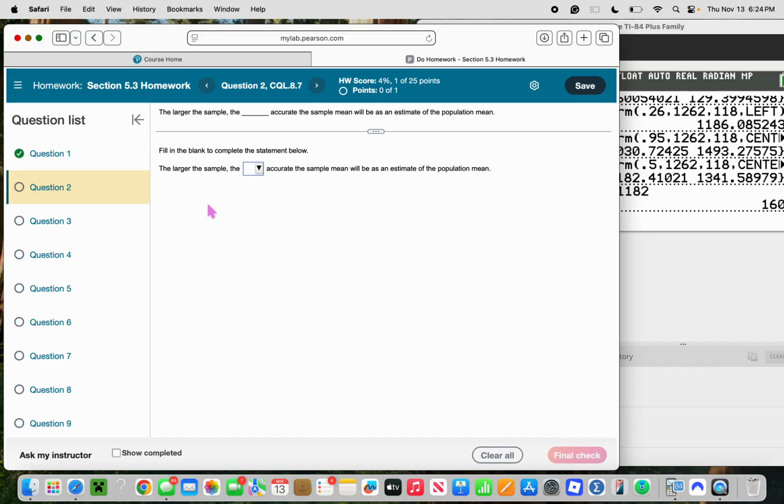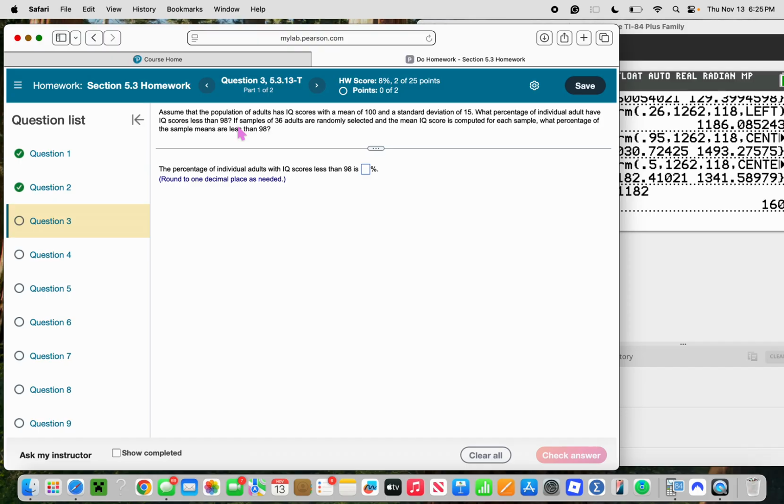For question 2, it says the larger the sample, the blank accurate the sample mean will be as an estimate of the population mean. So the larger the sample, the more accurate. The smaller the sample, the more likely we're going to be further from the mean, because we could end up with the largest value and the smallest value, or the two largest values, or the two smallest values. But the larger we make our sample, the closer we're going to be to our population average, because we are closer to our actual population. So we're going to be more accurate as our sample size increases.